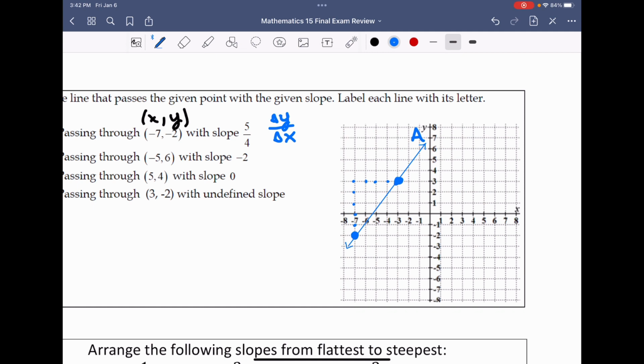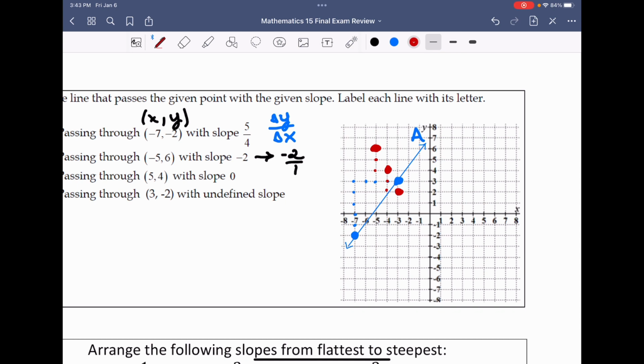Then we go to my next point, -5 and 6. I'm going to do line B in red, -5, +6, which puts me at a point right here to start B. We have a slope of -2. What is that technically? That's a slope of -2 over 1. So we go down 2 units over 1 unit. There's a point. And I could do another point, down 2 units over 1. There is a third point for that graph.